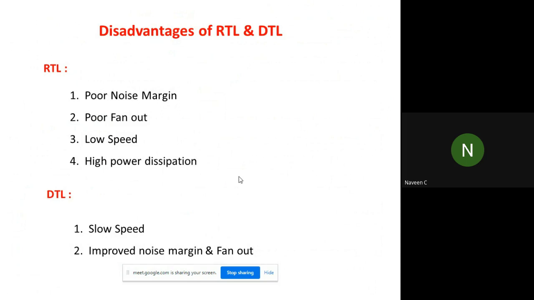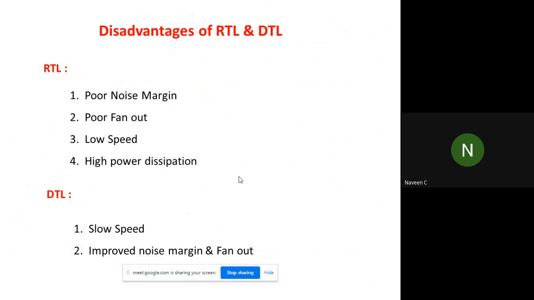Low speed: the speed of the logic, in terms of nanoseconds or microseconds, it will get delayed. And high power dissipation: we are using resistances, so it will dissipate more power. The next logic is diode transistor logic, which is the best among what we have seen up to now, but still it has disadvantages. One is low speed; the response of the logic is a little slow, but it has an improved noise margin.